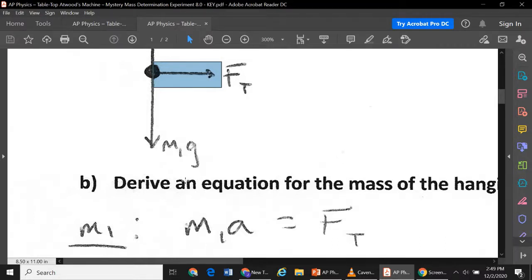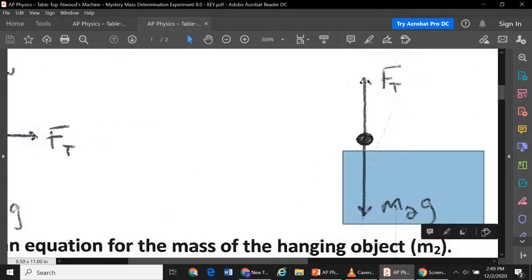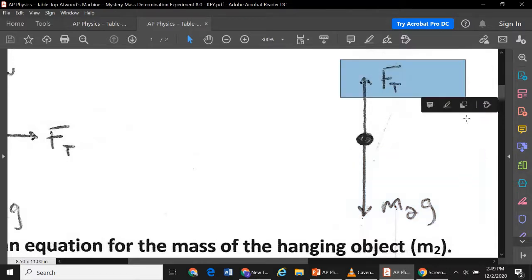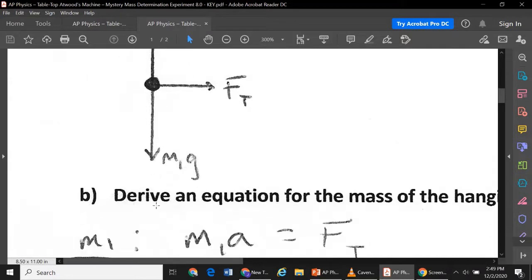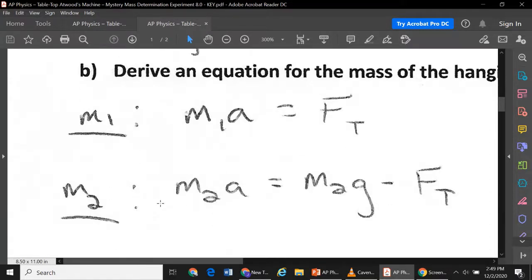And in this case, there are no forces going opposite the direction of the acceleration, so the equation we end up with is just m1a equals ft. Pretty straightforward. For m2, again, we take ma and set it equal to the force going in the direction of the acceleration. That's going to be m2g. And then subtract the forces going in the opposite direction of the acceleration, which would be ft. And so for m2, we have m2a equals m2g minus ft. And that's our equation for m2.